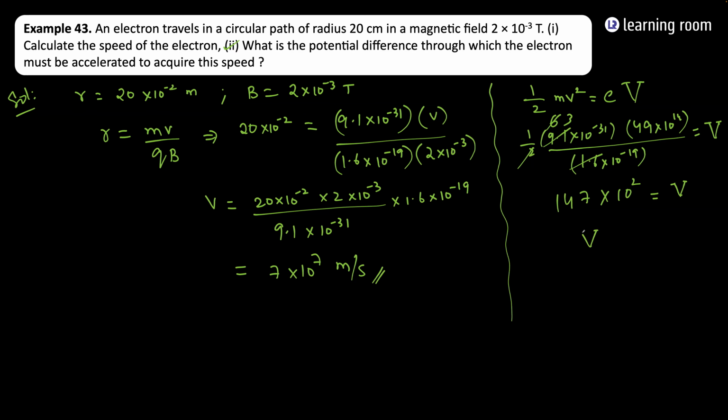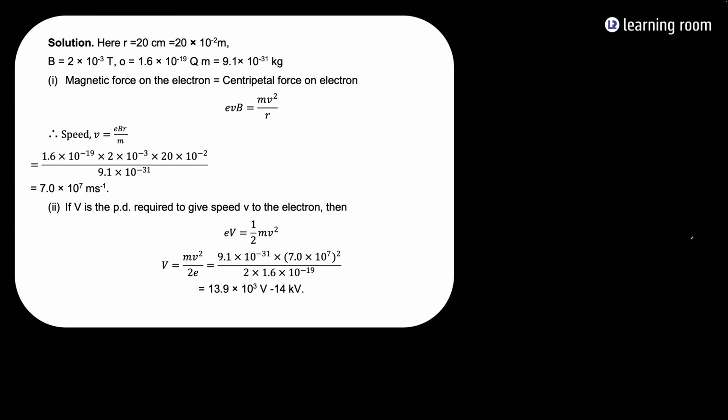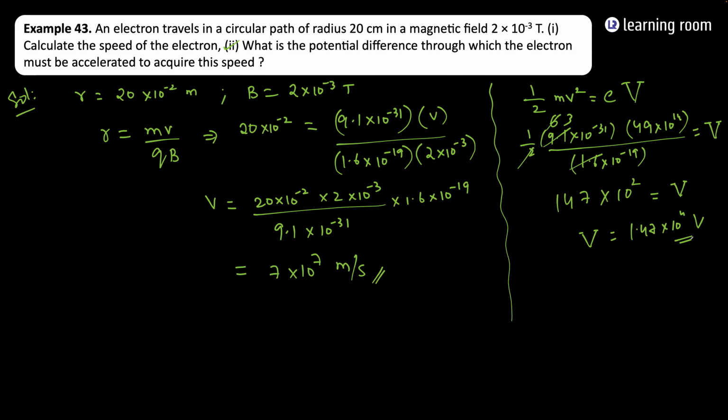So V is equal to how much? 1.47 into 10 power 4 volt. So this should be the potential difference across which it should be accelerated. Right. So 1.47 into 10 power 4, or you can write it as 14.7 kilovolt. Both are accepted. Did you understand? Shall I proceed?